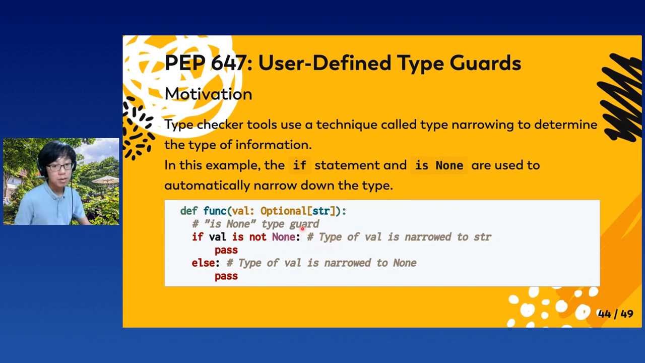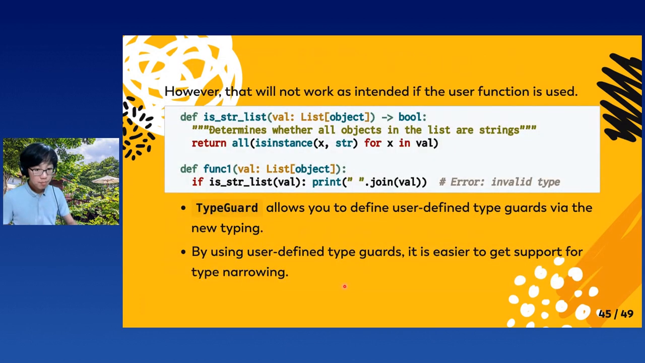Yes, in the if statement, the type of var is narrowed to str, and in the else statement, the type of var is narrowed to None. However, that will not work if a user function is used instead. Yes, it will cause an error. But TypeGuard allows you to define user-defined type guards with the new typing. By using user-defined type guards, it is easier to get support for type narrowing. So it is an example.